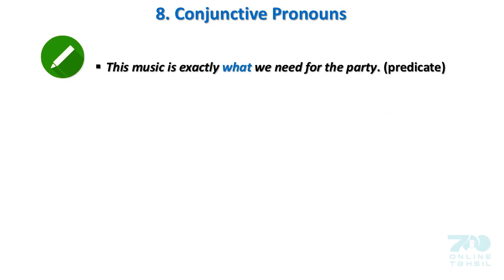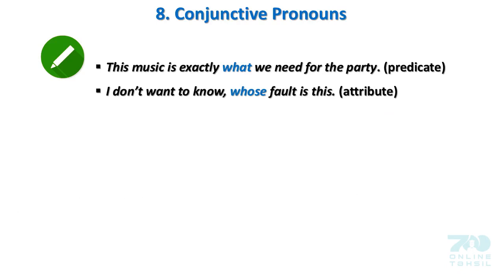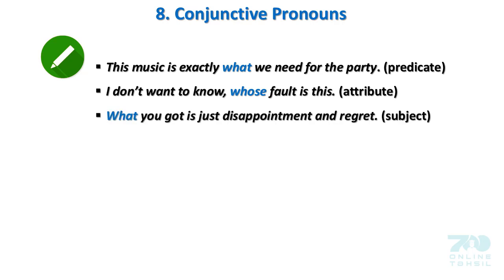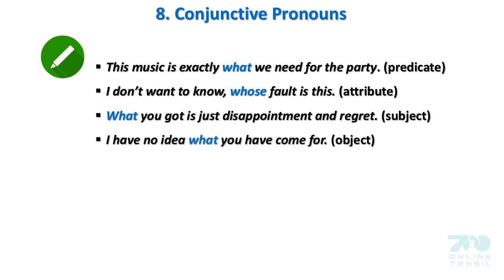This music is exactly what we need for the party. Predicate. I don't want to know whose fault this is. Attribute. What you got is just disappointment and regret. Subject. I have no idea what you have come for. Object.